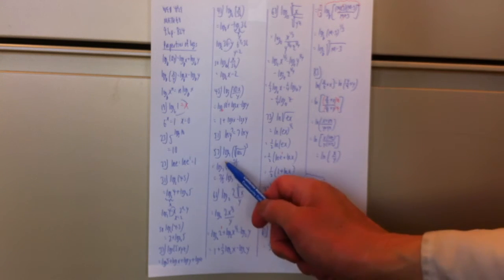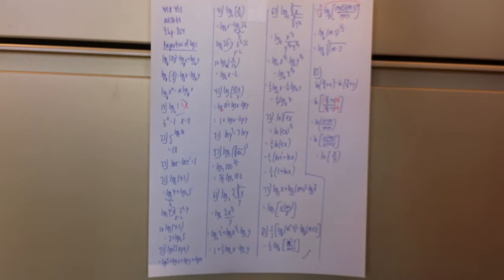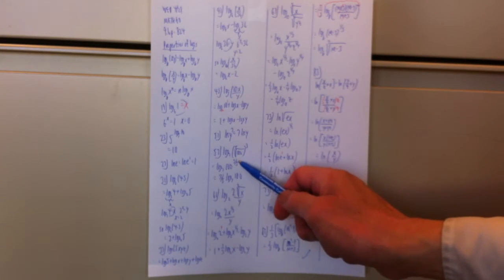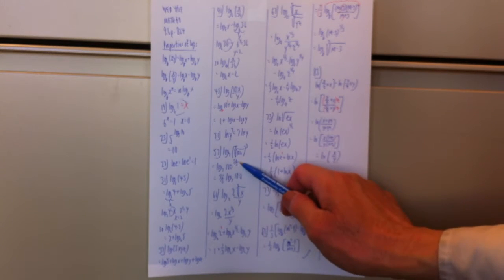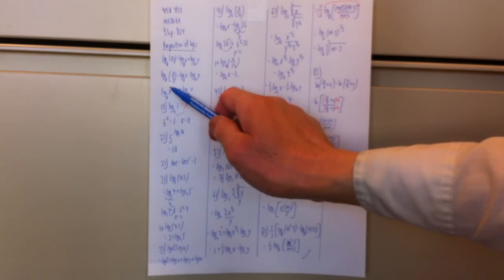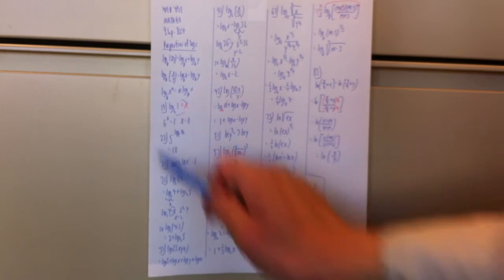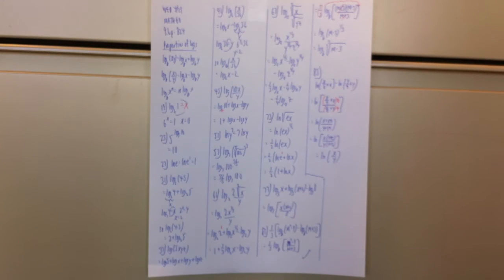57, log base 7 of the 5th root of 100 cubed. What you want to do here is first rewrite this as a fractional exponent. For the fractional exponent, the top is the power, the bottom is the root. Root of 5, power of 3. And now I'll again use that property there, that exponent can just sneak in front. So 3/5 log base 7 of 100.